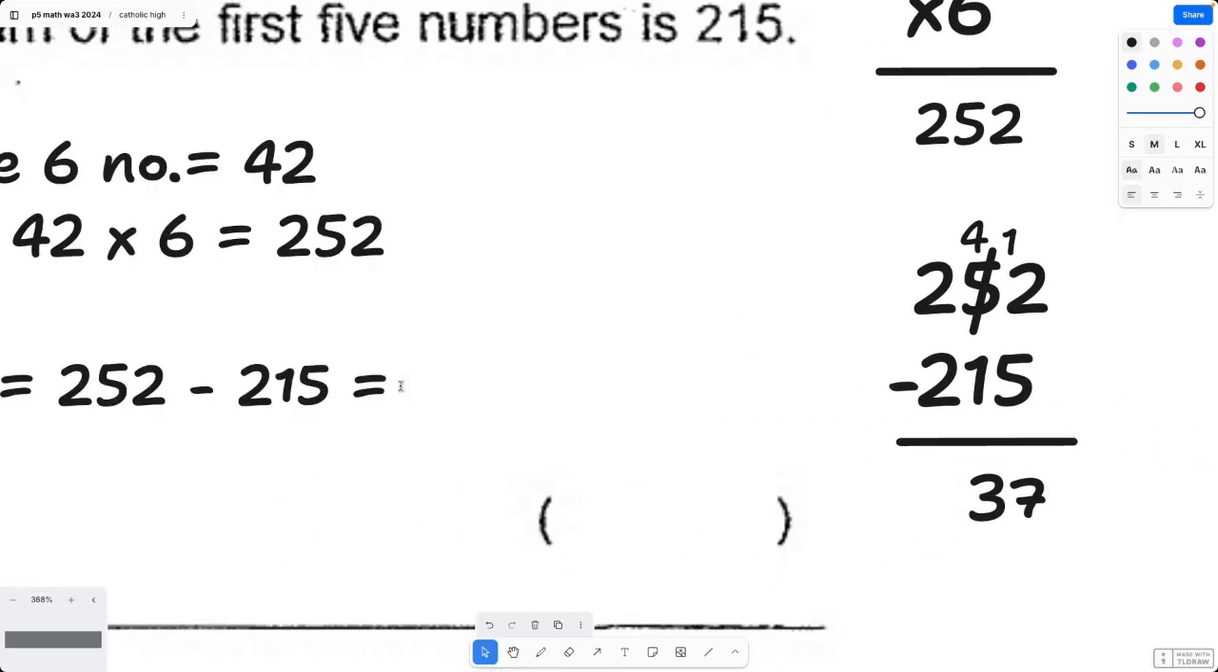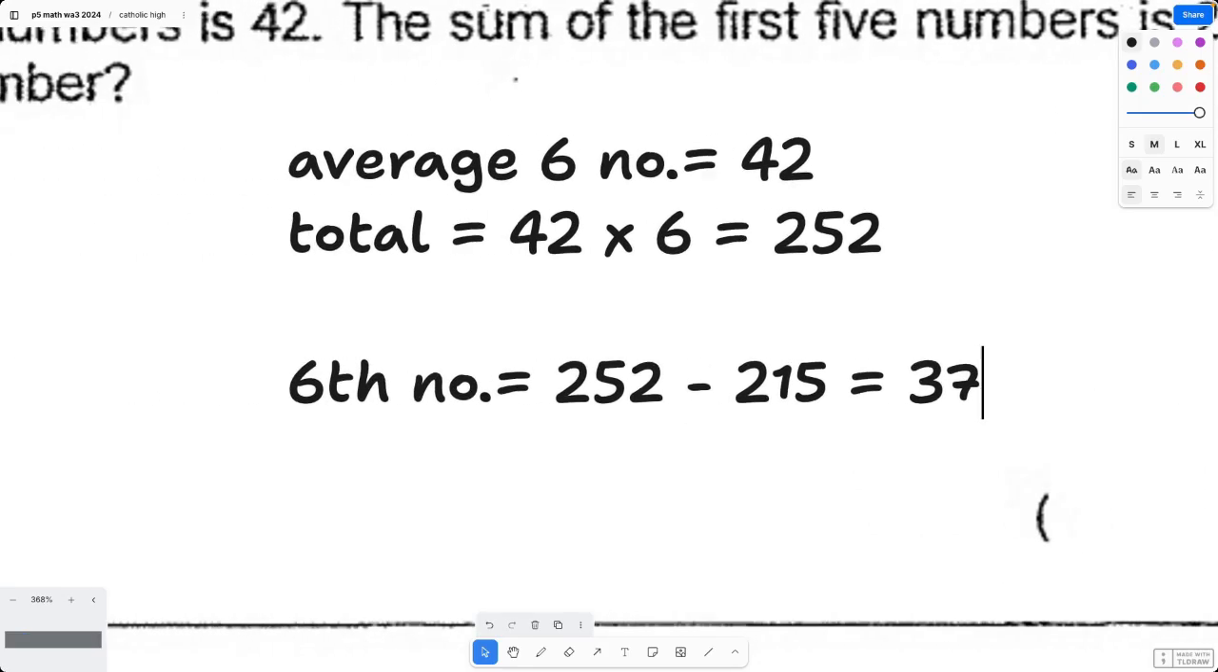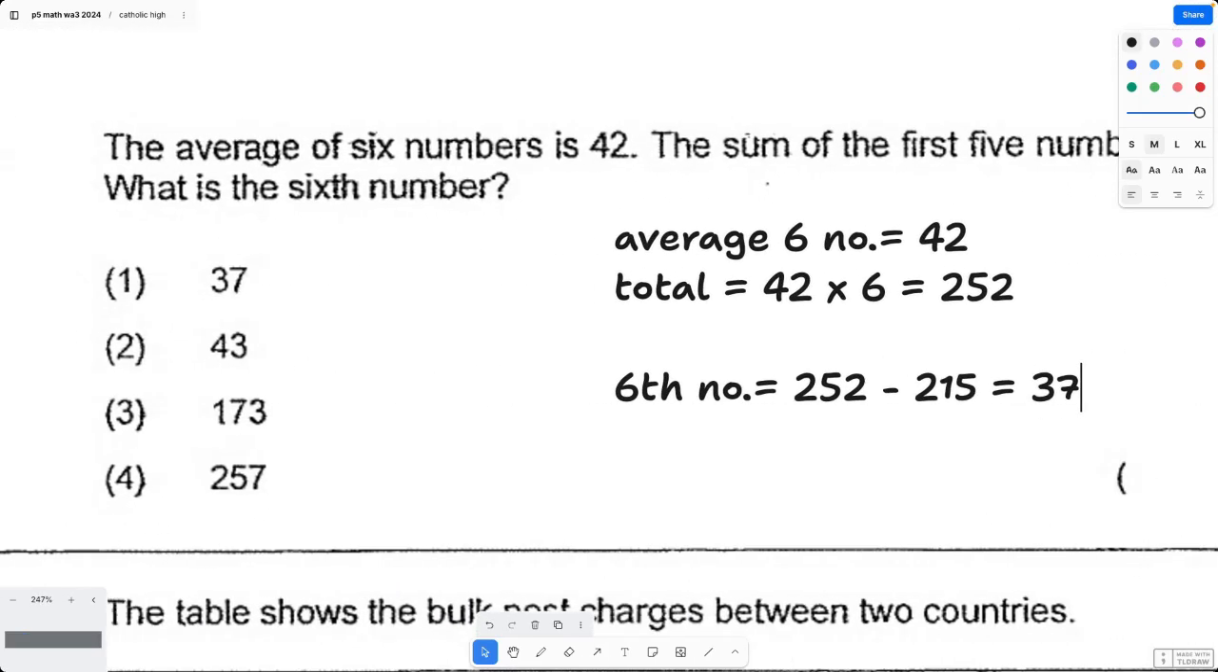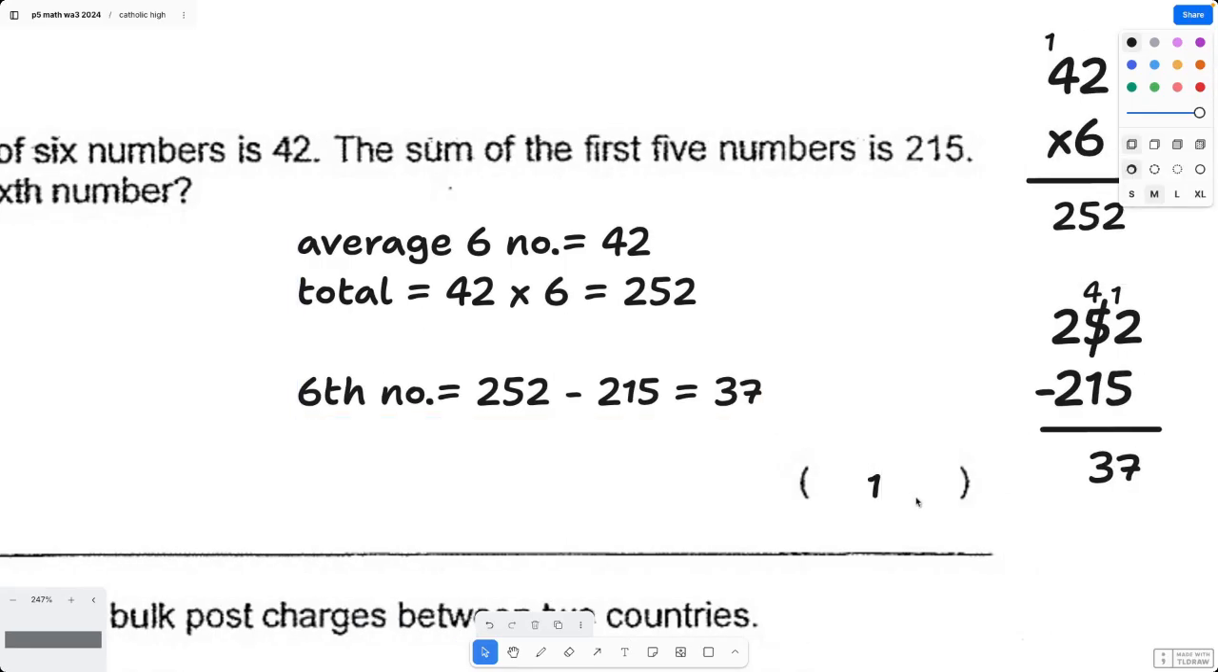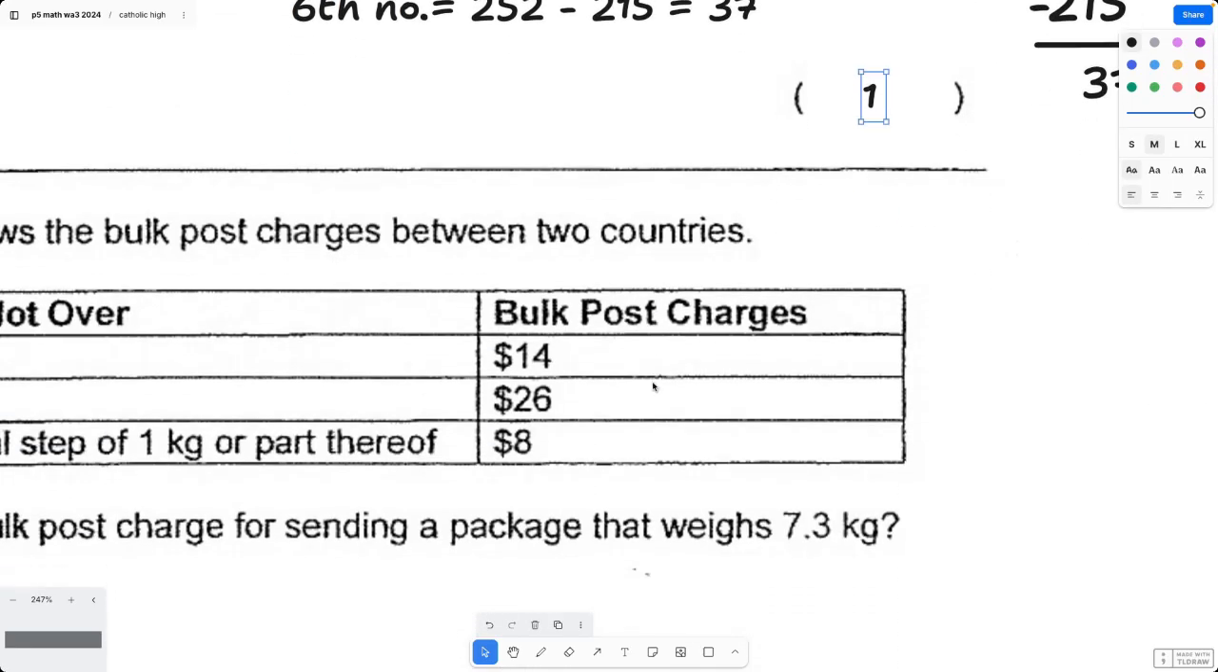So that means the sixth number is 37 in this case. Where is 37? It is option number 1. And that is the correct answer. So there you go. Let's move on to the next question.